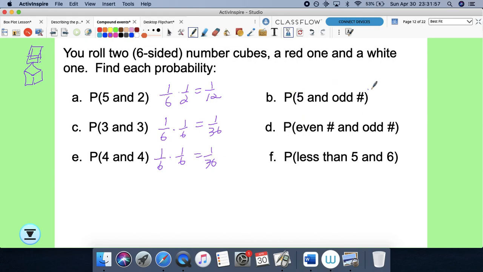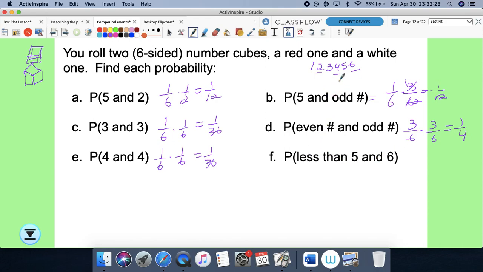P of 5, what's the probability of getting a 5? 1 over 6. What's the probability of getting an odd number? Well, there's 3 odd numbers, so that'd be 3 out of 6. What's the probability of getting an even number? Well, it would be 3 out of 6, right? Remember, there's 1, 2, 3, 4, 5, 6, even, 2, 4, 6. So 3 out of 6, odd, 3 out of 6. So that gives you 1 out of 4.